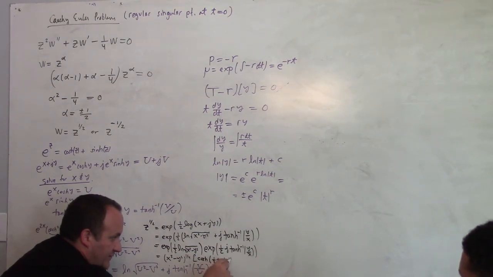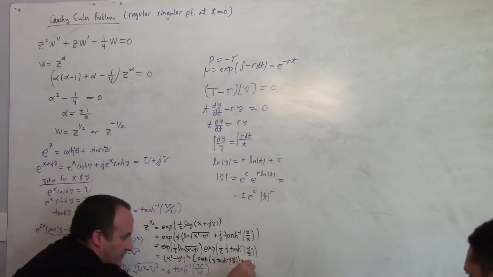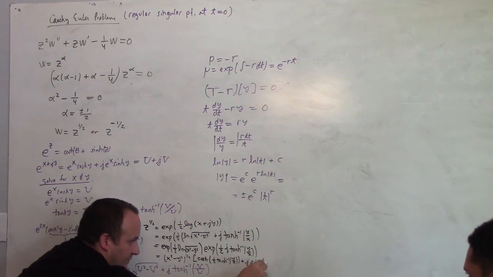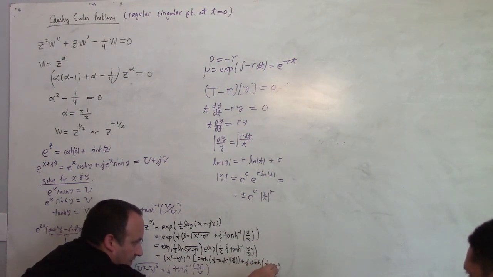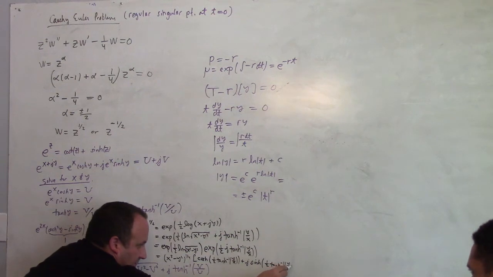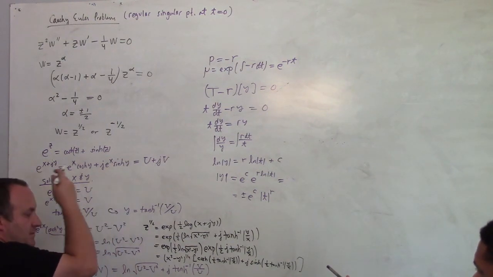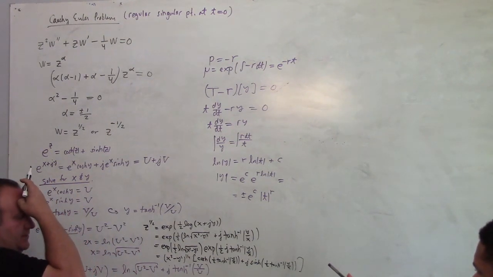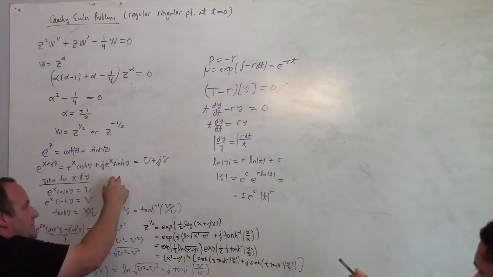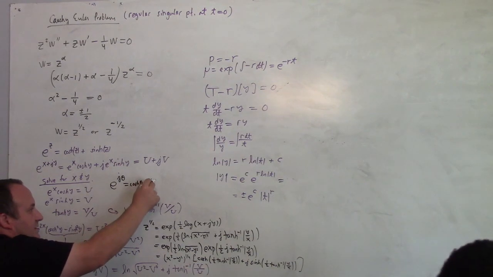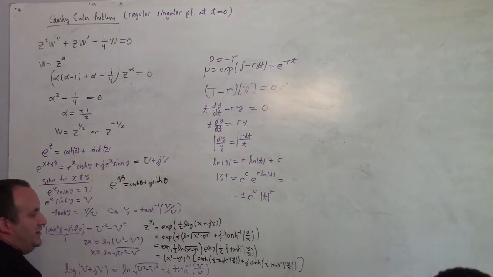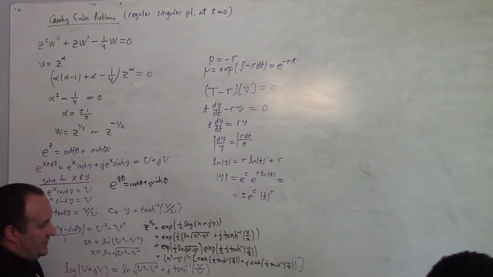hyperbolic tangent of y over x, plus j sinh 1/2 inverse hyperbolic tangent of y over x. Because e to the j theta is cosh theta plus j sinh theta. But here theta is 1/2 inverse hyperbolic tangent of y over x.